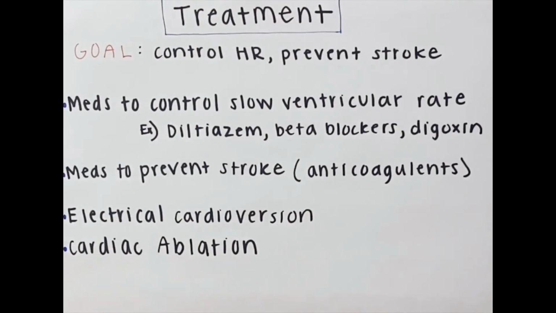Cardiac ablation is sometimes used as well to treat A flutter. Through a catheter into the heart, either heat energy or cold energy is used to get rid of that abnormal electrical circuit that leads to A flutter.